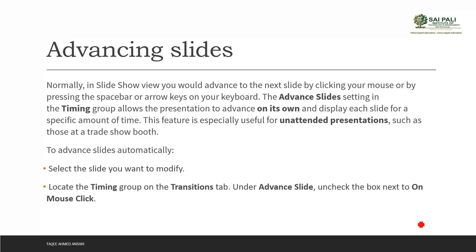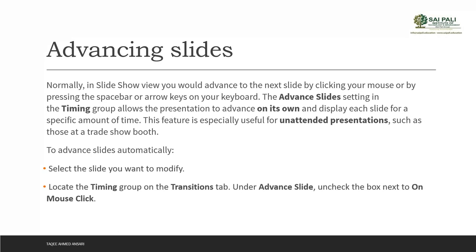Advancing the slides. Now normally in slideshow view, you would advance to the next slide by clicking your mouse or by pressing the spacebar or arrow key on your keyboard. Now the advance slide setting in the timing group allows your presentation to advance on its own and display each slide for a specific amount of time. And this feature is especially useful for unattended presentations such as those at a trade show booth.